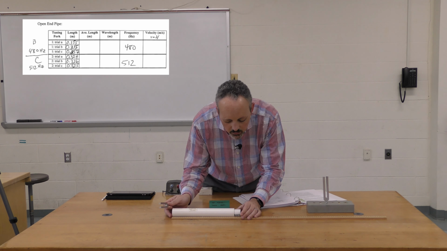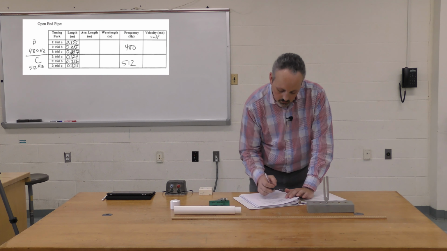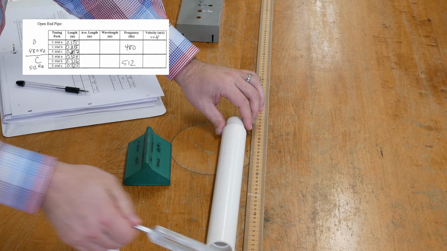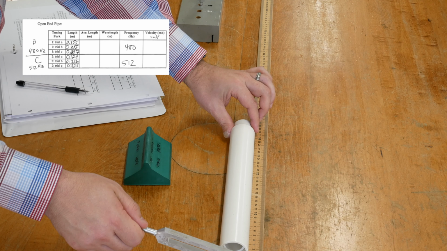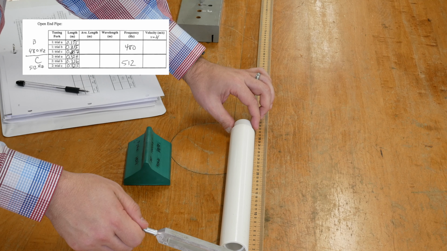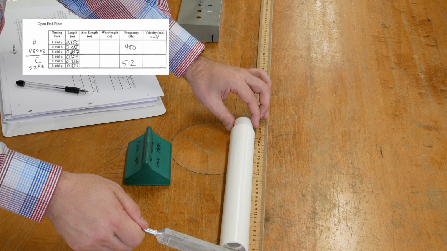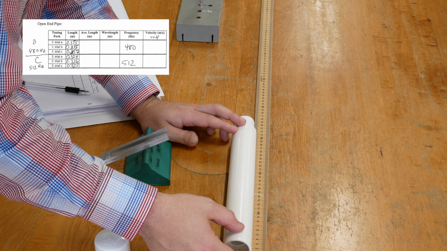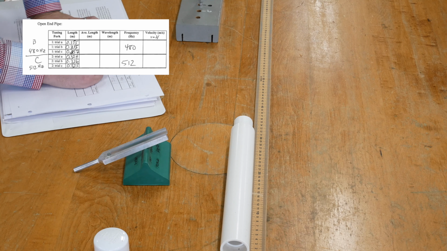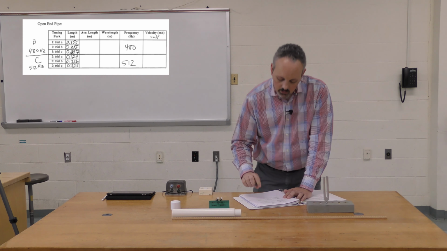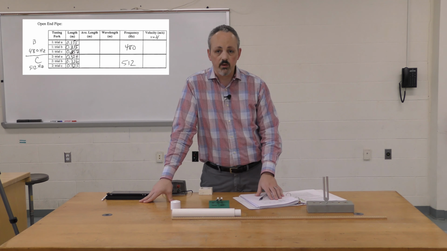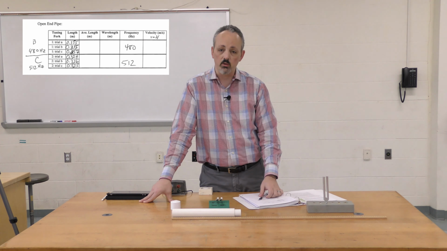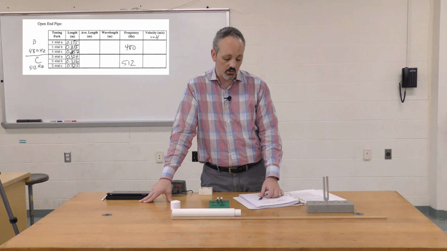This time I'm at 32.6. This time 32.5. So we'll average that, which should be 0.325 meters, and calculate the wavelength by doubling, and then you can calculate the velocity, okay, with the equation that's given to you there.